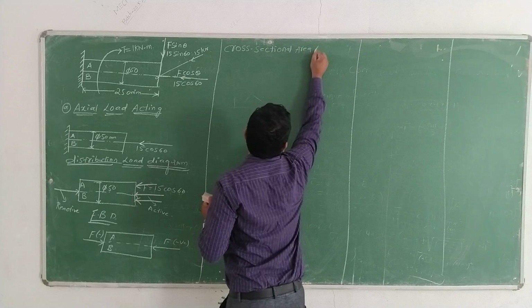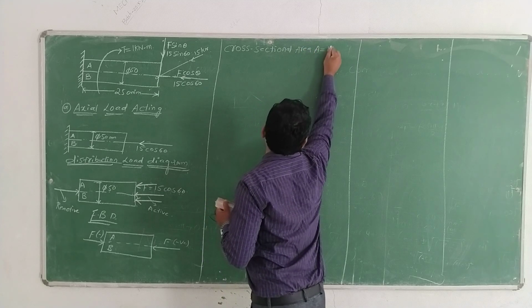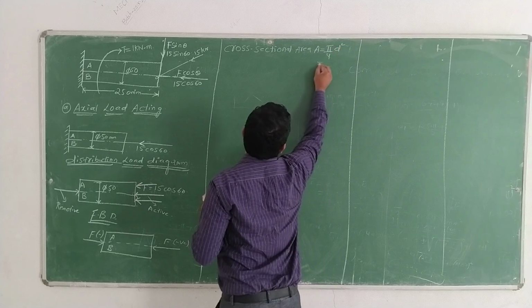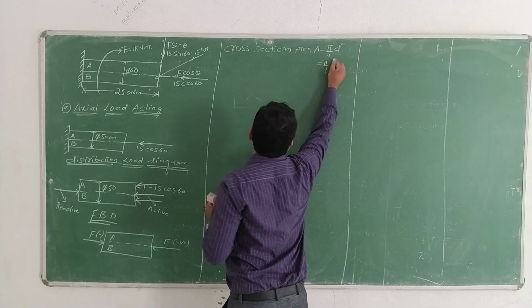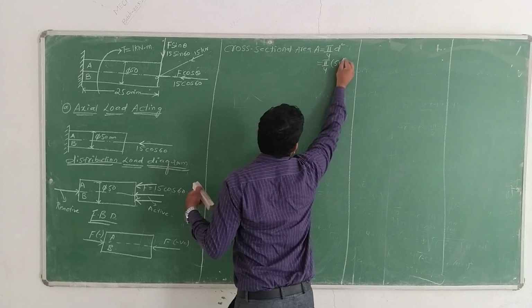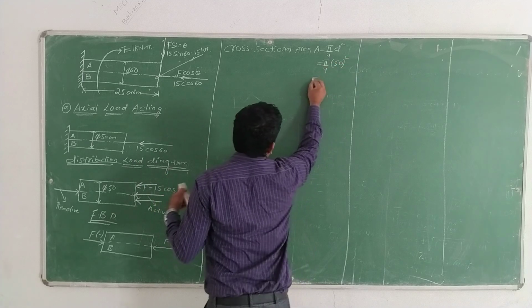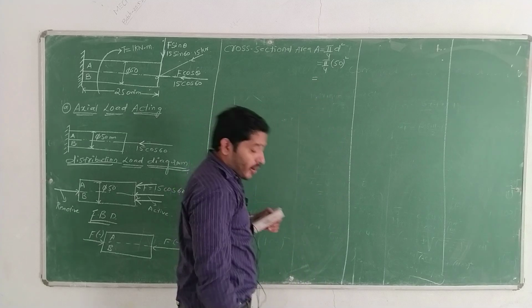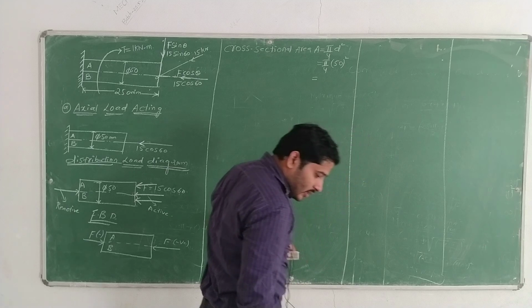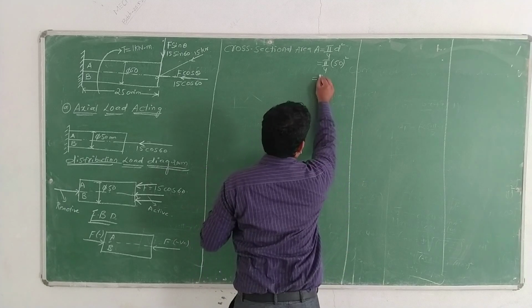Okay, dear. So the area formula is A equal to pi by 4 into d square. Pi by 4, diameter is how much as given here? The diameter is given as 50, whole square. Then you will get the answer in mm square. So I am getting the answer as 1963.5.